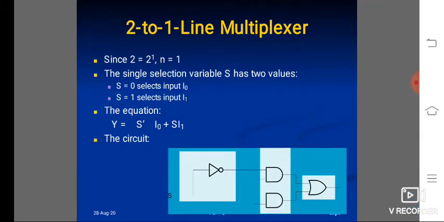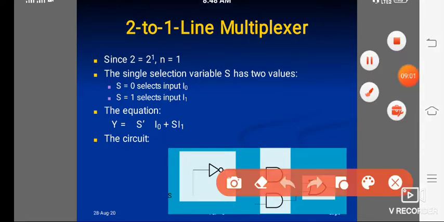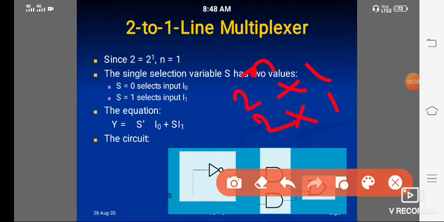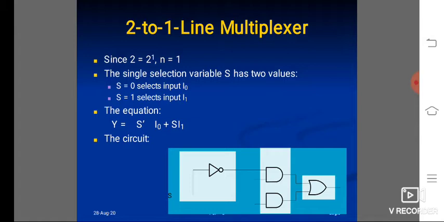Next, this is another example discussed here: the 2 to 1 line mux. The question was asked for a 2 to 1 mux, but we don't know how many selection lines there are. First, convert this into the formula 2 power n into 1. That means 2 to 1, so n equal to 1. So 1 selection line input, 2 inputs, 1 output is our motto.